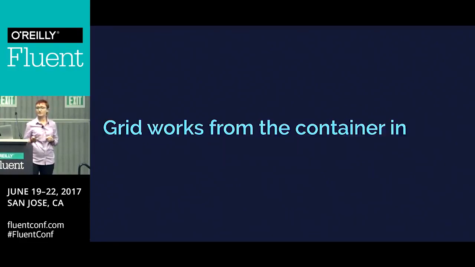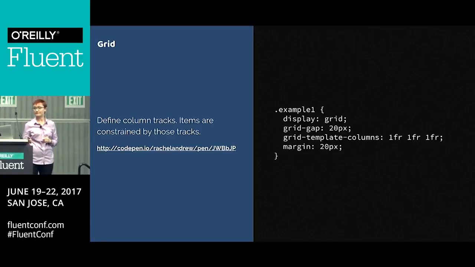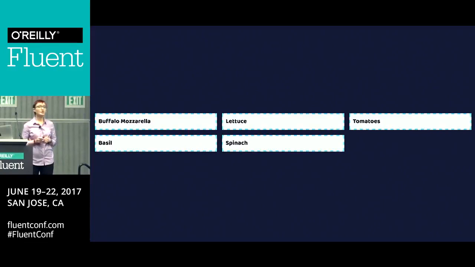Now, if we're working with grid, we'd be working from the container in. We're creating a grid, we're saying this is how many columns, this is how many rows I've got, and I'm going to take my content and it's going to have to fit into that grid. So here I'm creating a 3-column track grid using the fr unit. That represents a fraction of the available space in the grid container. We don't add anything to the items, we just hand those to the grid. They're direct children of the grid, and they all lay out into those tracks. They lay out evenly.